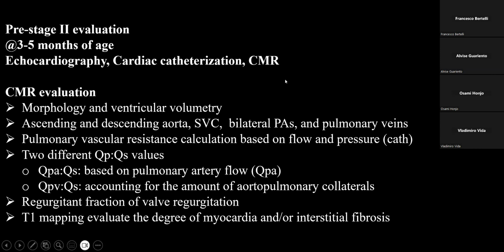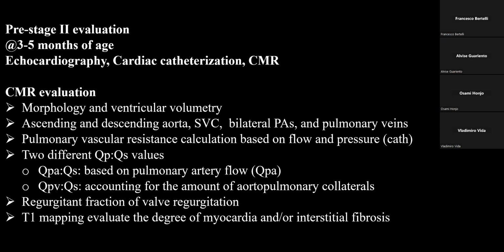Usually we start with a cardiac MRI followed by the cath. In this cardiac MRI, we try to obtain as much information as possible, including morphology and ventricular volumetry, and all types of vessel blood flow, including ascending and descending aorta, SVC flow, PA flow, and pulmonary vein flow.